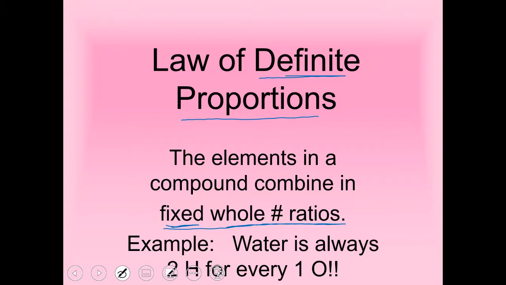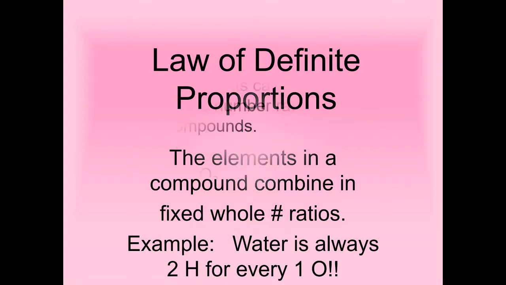It doesn't matter if you have a small drop of water or a big bathtub full of water or a pool full of water. Water is always going to be 2 H's for every 1 O. Compounds have set formulas. So that's the law of definite proportions.